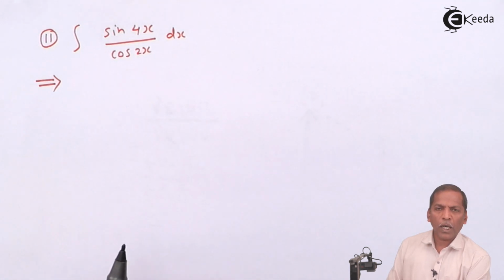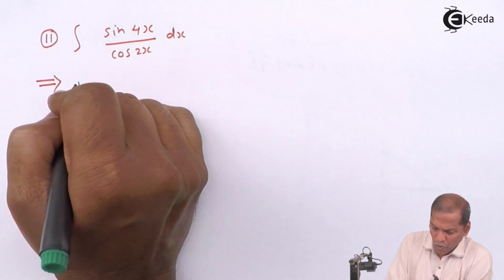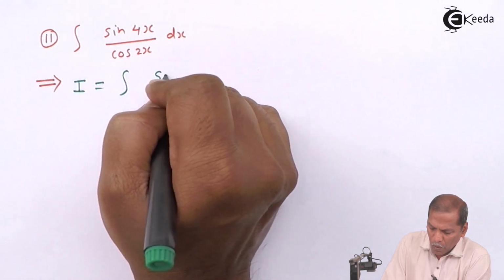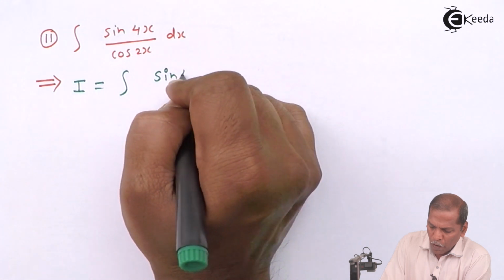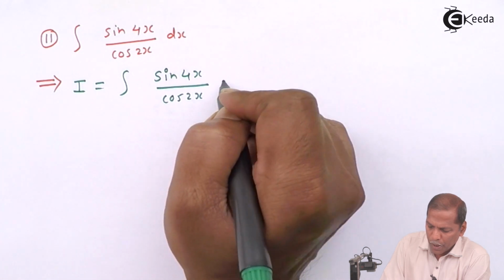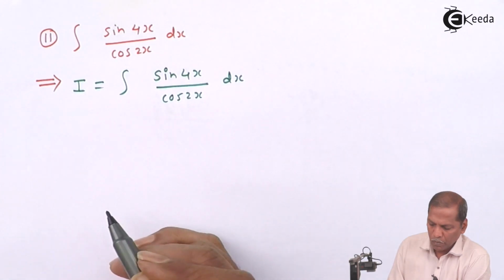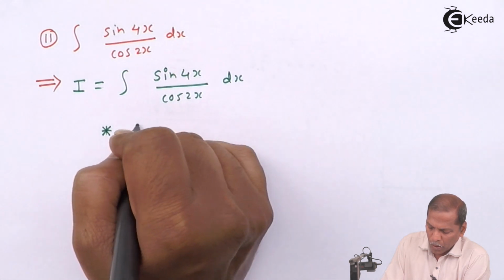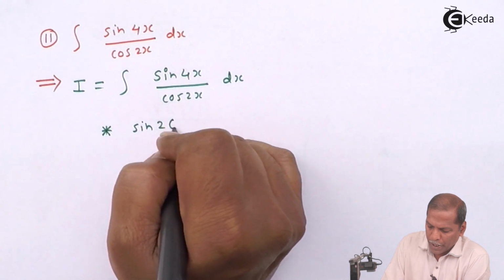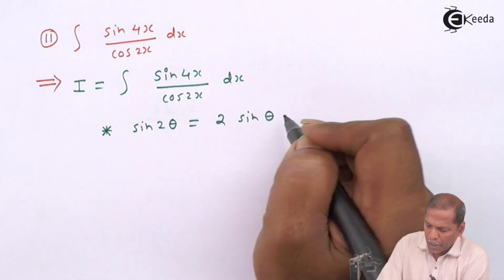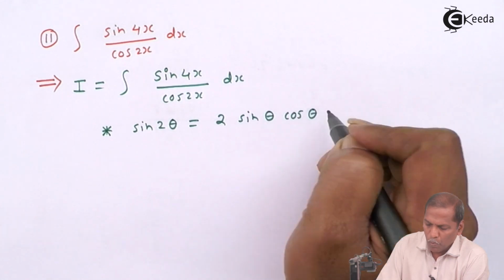First of all, the given problem we denote as I. That is, I is equal to the integral of sin 4x upon cos 2x into dx. Now here we use the trigonometric formula that sin 2θ is equal to 2 sin θ into cos θ.